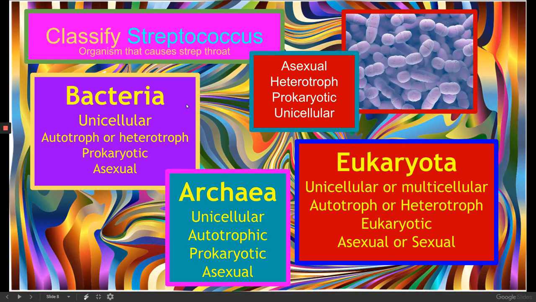All right, let's work on it together. How do we classify Streptococcus? It's asexual, and again, bacteria can be asexual, archaea, so can eukaryota, excuse me. It's a heterotroph, and bacteria can be a heterotroph. Archaea can't, so I can already rule out archaea, and eukaryota can also be a heterotroph. So now I'm looking at bacteria or eukaryota. Next it says it's prokaryotic.